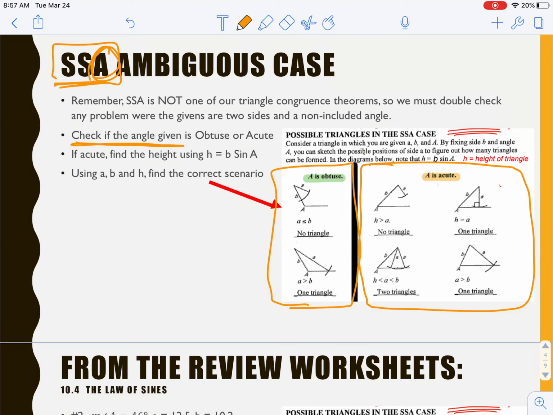Then, if it's obtuse, you just compare side A and side B. The side across from your angle is A, the side that's next to your angle is B. Compare those, you'll either get no triangles or one triangle.